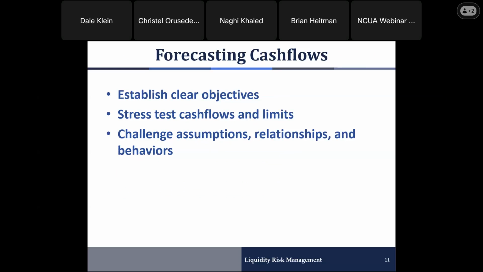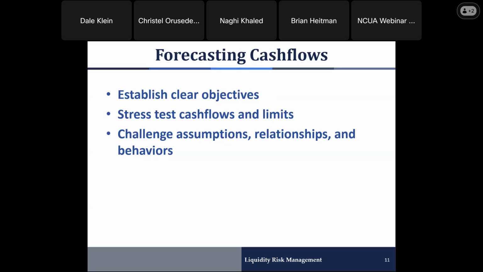One lesson of the 2008-2009 financial crisis is that consumer behaviors and risk relationships change during stress. This is the same today. To explore a range of plausible and stressed cash flow outcomes under varying conditions, credit unions need to set clear objectives for their cash flow forecasts, conduct robust stress testing commensurate with their size, complexity, and risk profile, and challenge assumptions to explore potential unknown hazards during times of change.